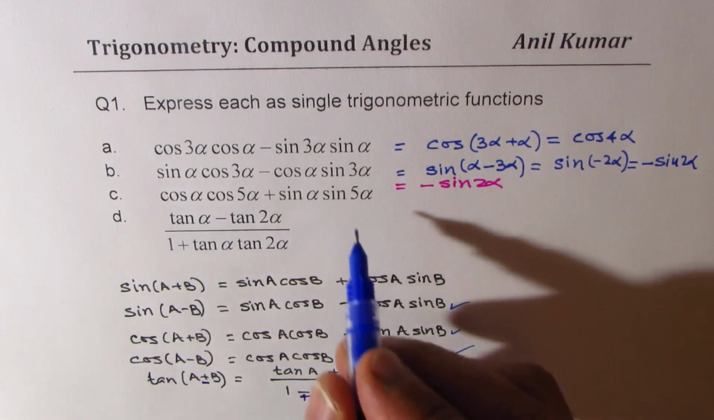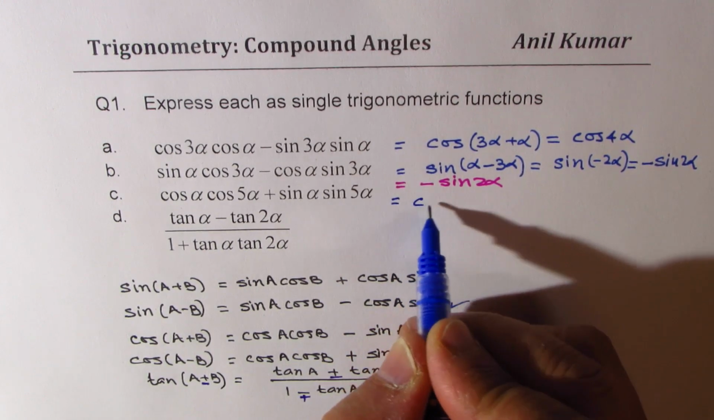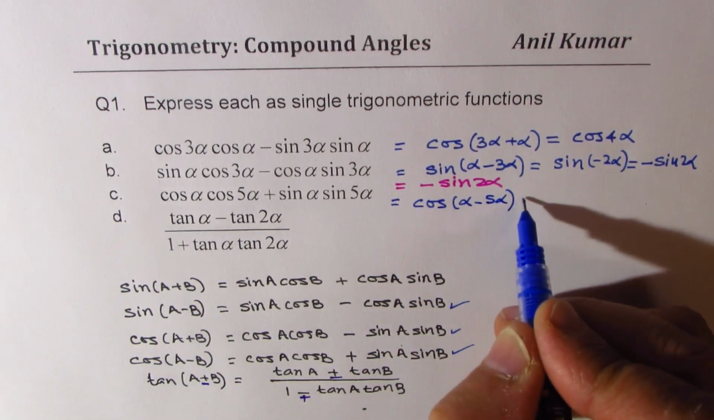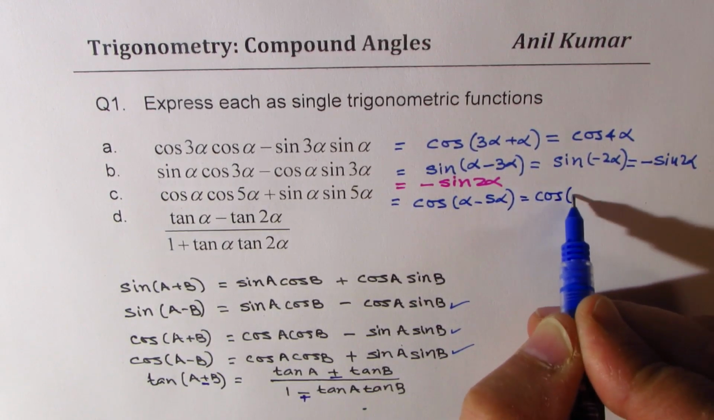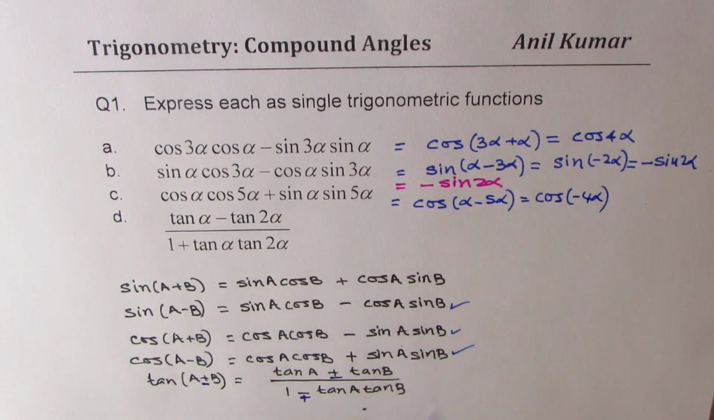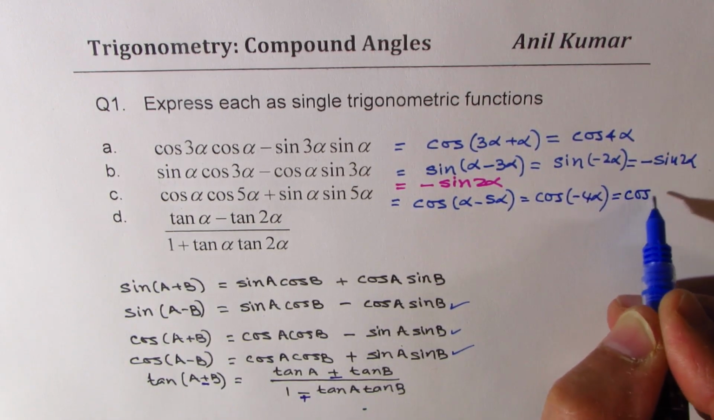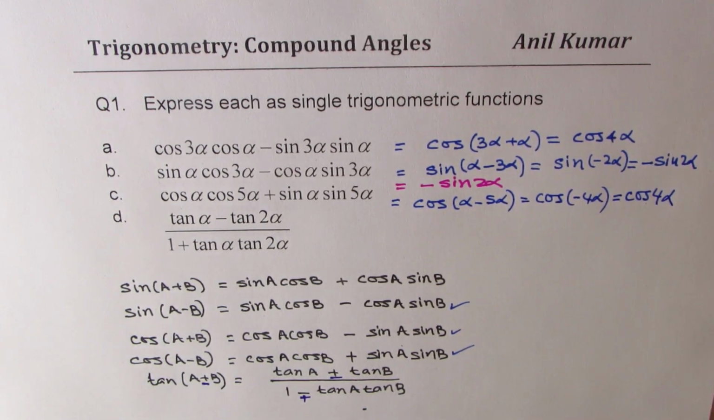A minus B. So in this case, we get cos of alpha minus 5 alpha. That clearly is cos of minus 4 alpha. However, cos of minus 4 alpha is same as cos of 4 alpha. Now the question comes, why so?